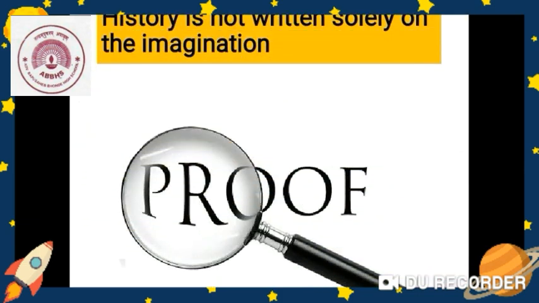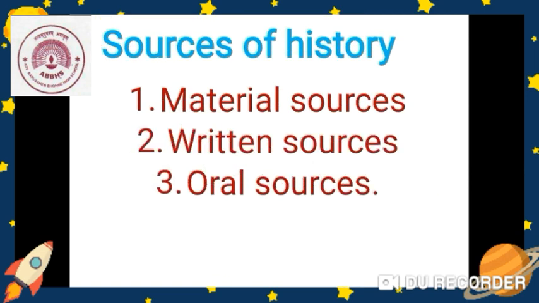That is why children, history is not written solely on the basis of imagination. It needs proof, evidence. So proof and evidence are important in history. There are different types of evidence. They are also called sources of history. There are three types of sources: material sources, written sources, and oral sources.